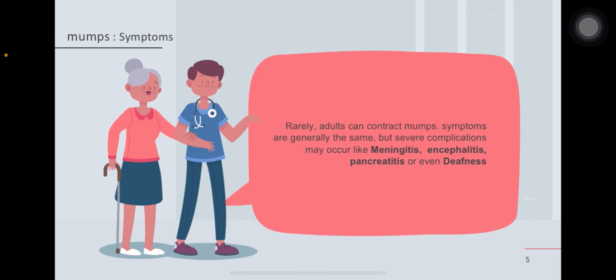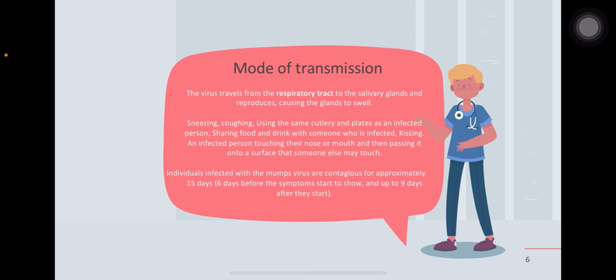On rare occasions, adults may contract mumps with the same general symptoms but more severe complications like meningitis, encephalitis, pancreatitis, and deafness. The mode of transmission for mumps is typical for any other paramyxovirus. It travels from the respiratory tract to the salivary gland where it reproduces itself, causing the gland to swell.